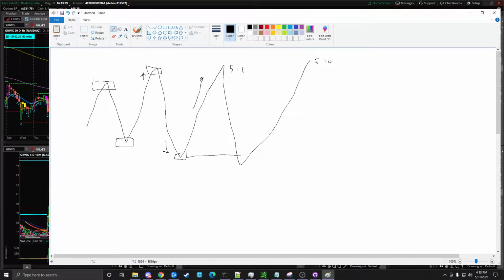So that is essentially the most important and also the hardest concept to grasp of the strat, which is the broad information and how price moves.